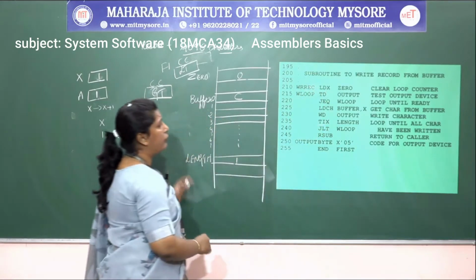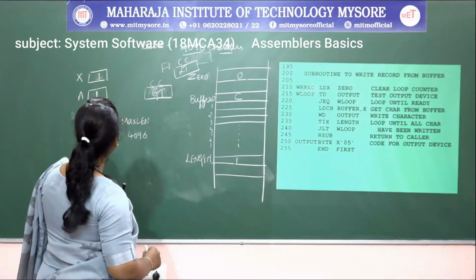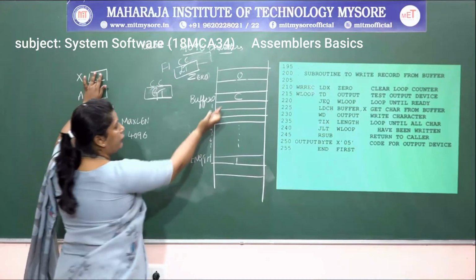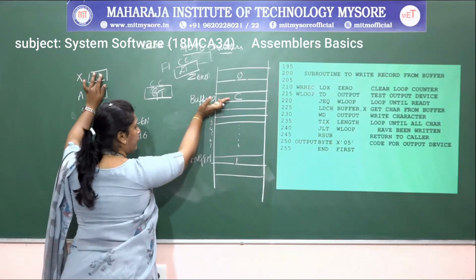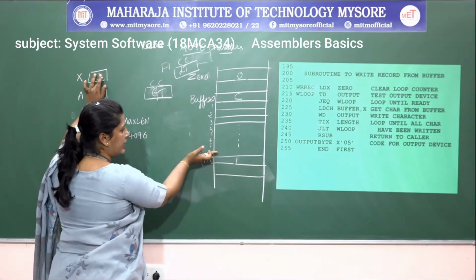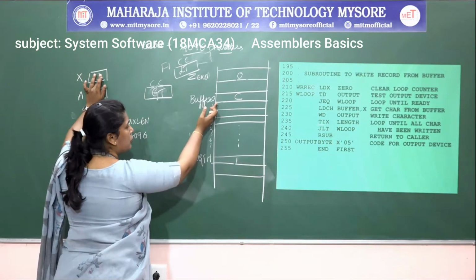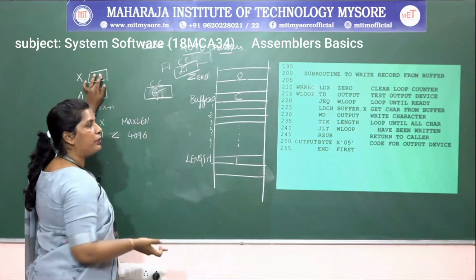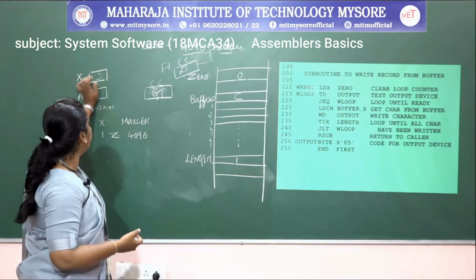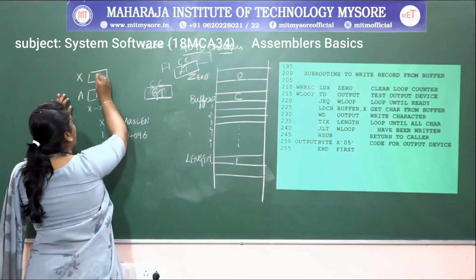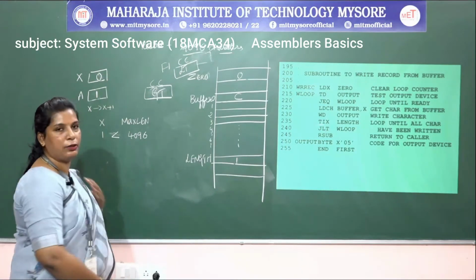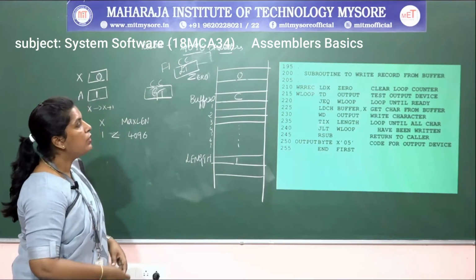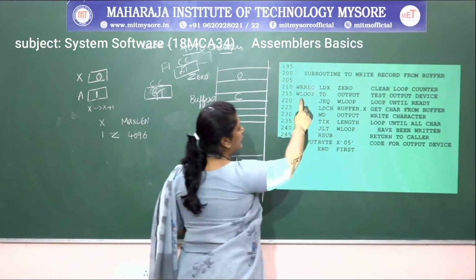What it is going to do is load the index register value with 0, because I want to fetch the data from this buffer from each and every location with its index value. I want to store it in the accumulator. From the accumulator to the output device, I just need to display it, isn't it? So now the index register value again has to be reset with 0. The W loop is nothing but the write loop.